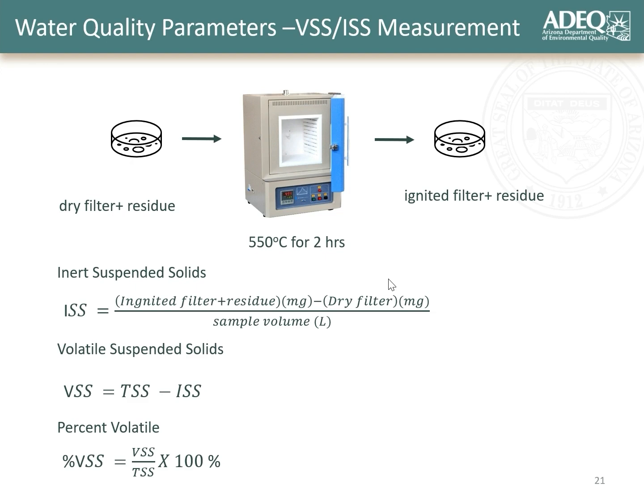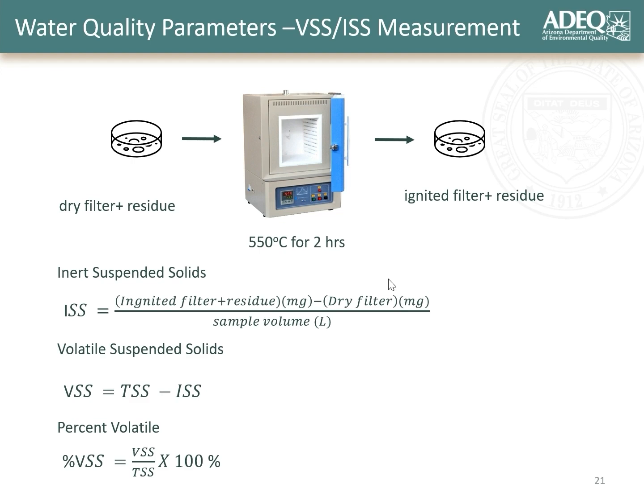You take that ignited filter plus residue weight, as we just measured, subtract from it the dry filter weight on the previous slide, so the filter before the sample was even poured through it, and divide that by the sample volume, and that will tell you what your inert suspended solids is. And once again, this is the material that is non-organic. This is like the ash and metals and any grit that's in your sample. That's what the inert suspended solids will tell you from there.